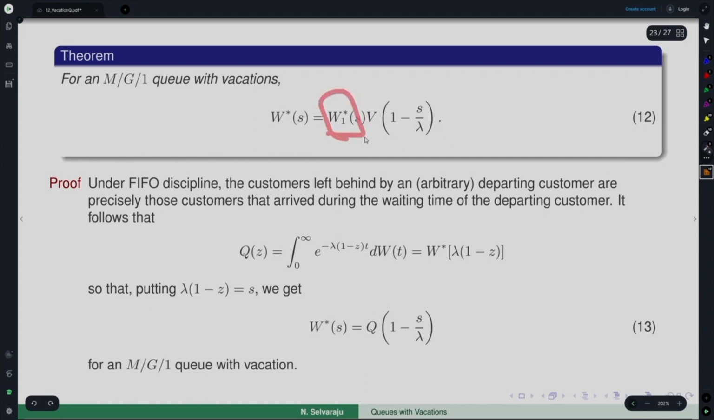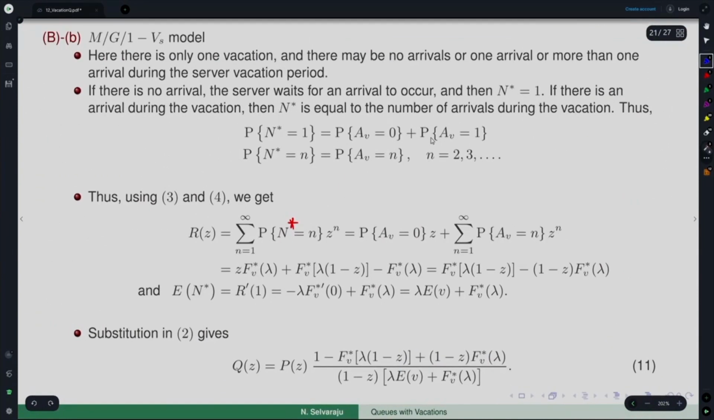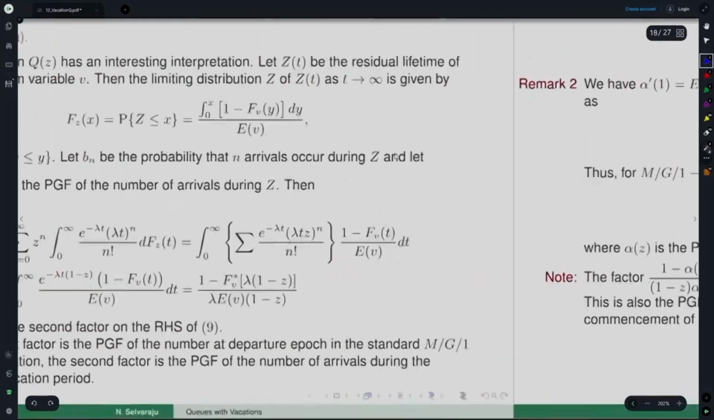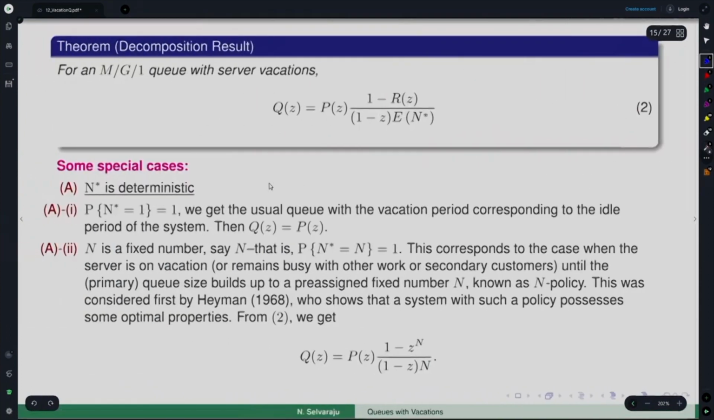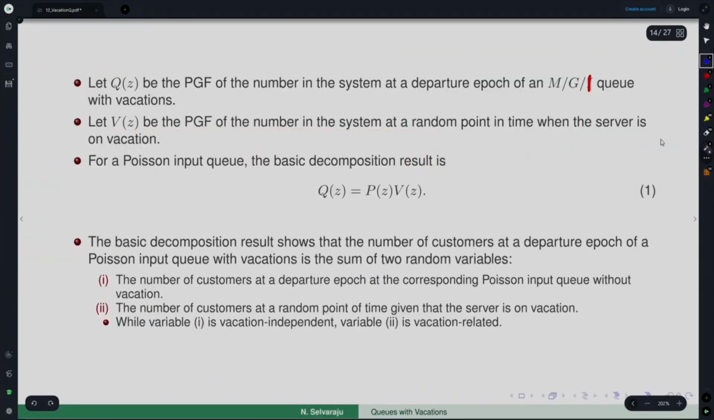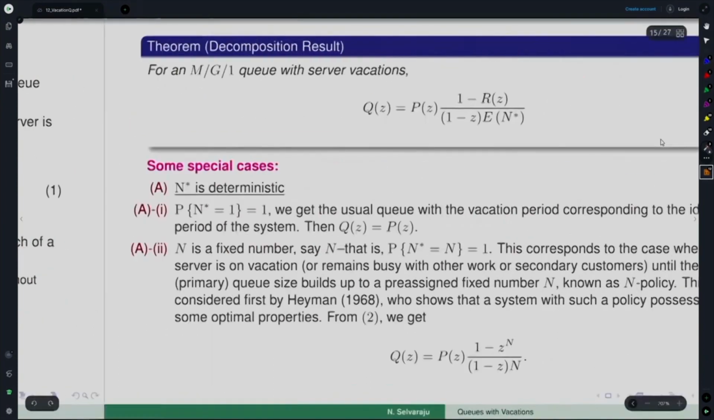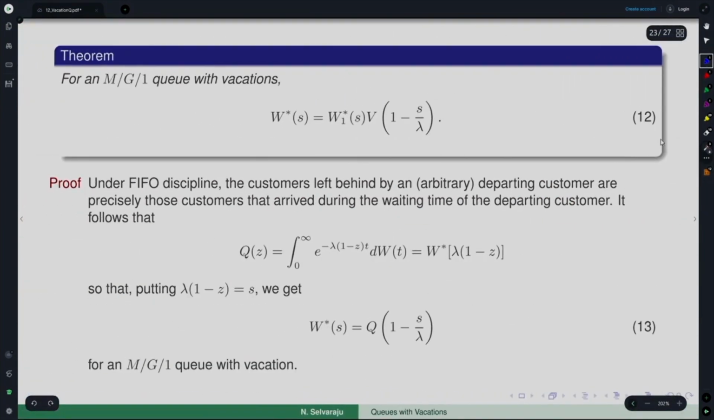W1 star is the Laplace transform, V of Z is the PGF, which we are replacing in the argument by 1 minus S by lambda, and that is what we get here. V we already know, from the quantities that we have obtained here. This is the V, the number in the system at a random point when the server is on vacation. Now, this proof is simple.